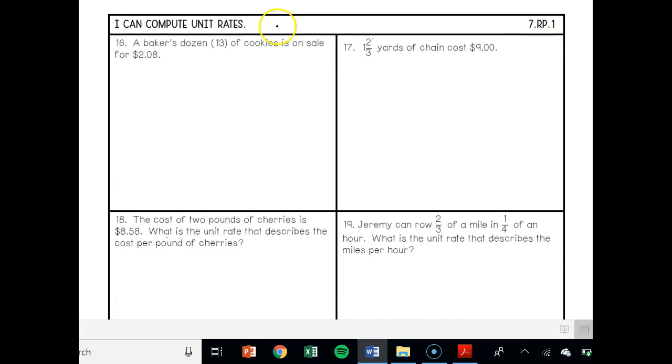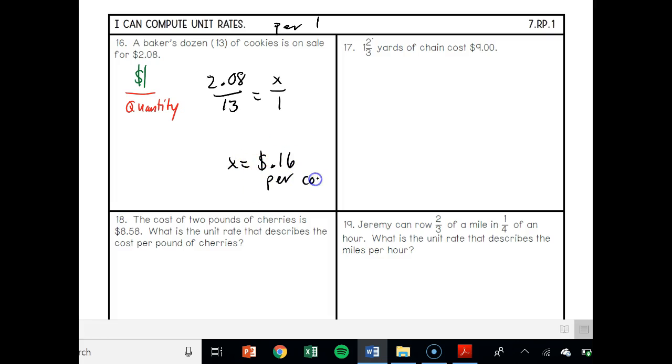Remember, unit rates is per 1, right? So it says a baker's dozen of cookies is on sale for $2.08. So find out how much per cookie. So it is price, the money, over the quantity, right? So we're simply saying, okay, $2.08 over 13 is equal to x over 1, right? And really, you could do this cross multiplication and all that stuff to solve it, or you could just say 208 divided by 13, and it will tell you that x is equal to 16 cents per cookie, right? It ends up being division.